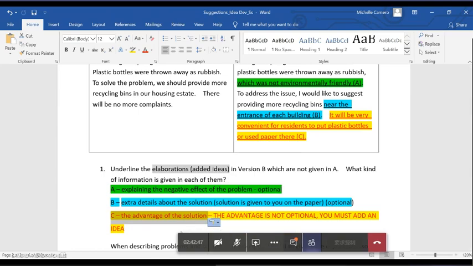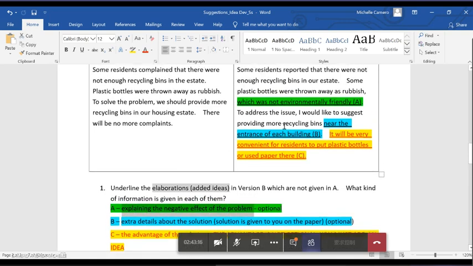And then, in all capital letters, I have the words, the advantage is not optional. You must add an idea. So students, if you want to add the green idea, that's optional. If you want to add some kind of idea like the blue idea, that's optional. But the advantage of the solution, when you explain why the solution is good, that is not optional. You must do that.